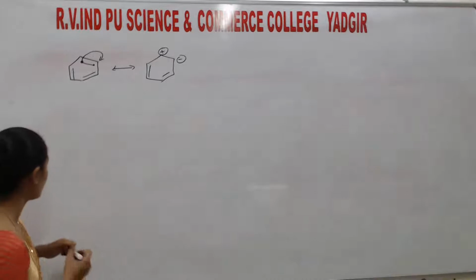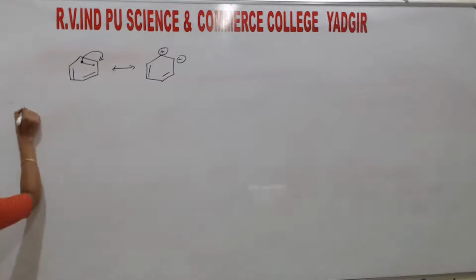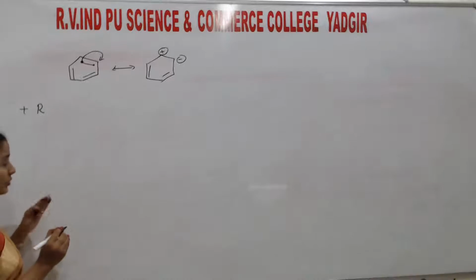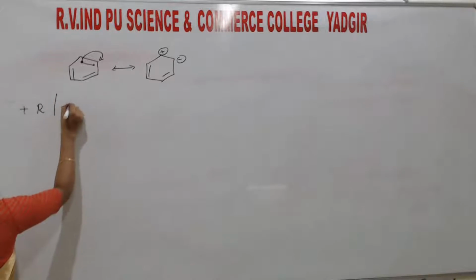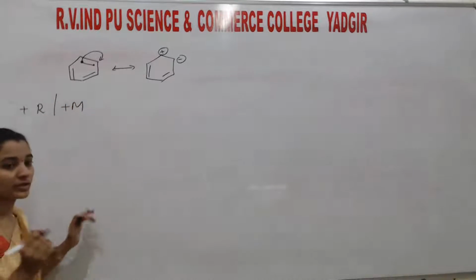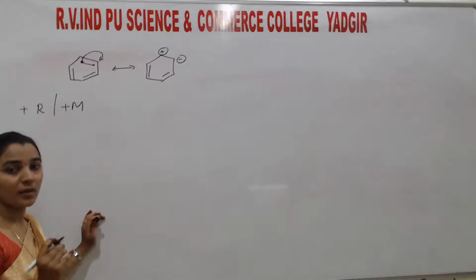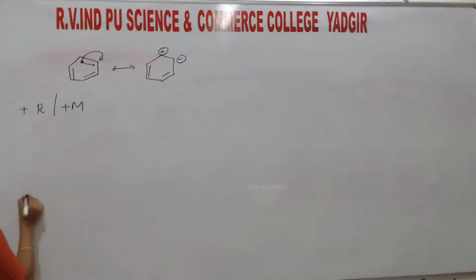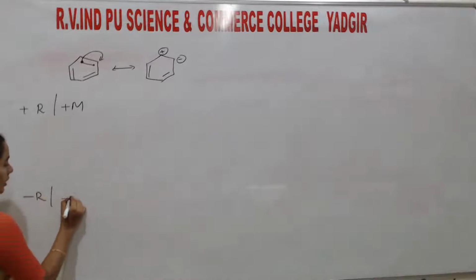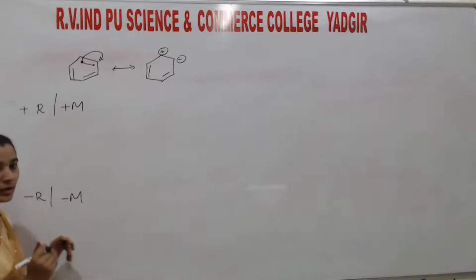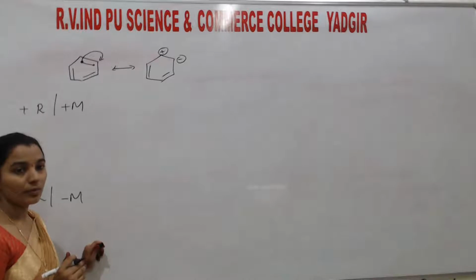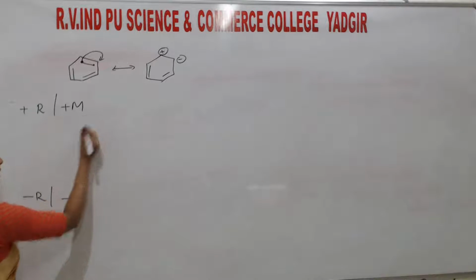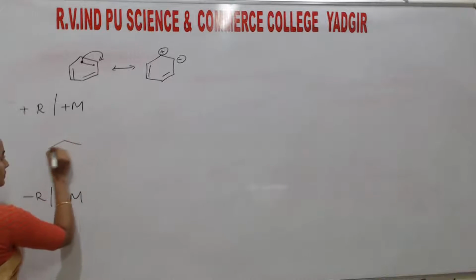So in this resonance effect, two types are there. One is plus R, means positive resonance effect, or it can also be written as plus M, because resonance effect is also called the mesomeric effect. Understand? Another one is minus R or minus M, means negative resonance effect or negative mesomeric effect. So students, I'll take the example here.